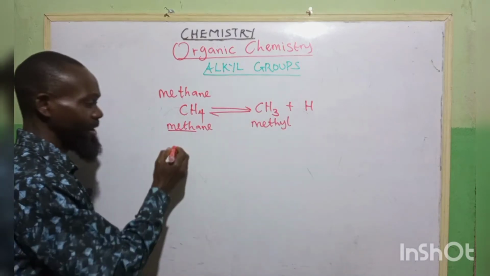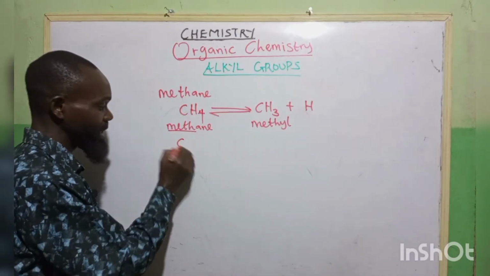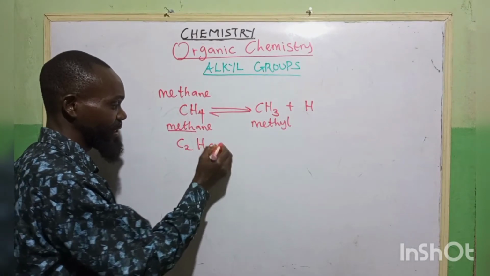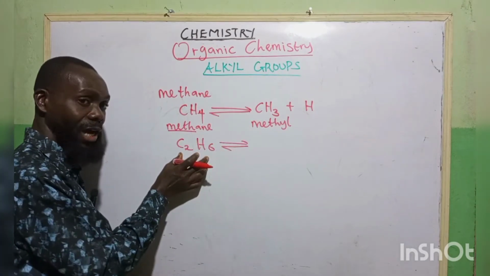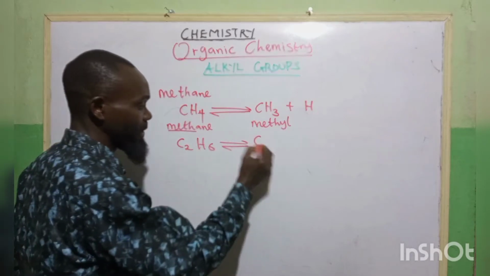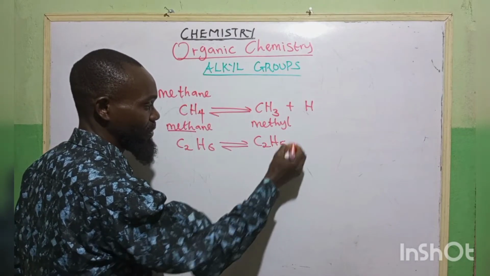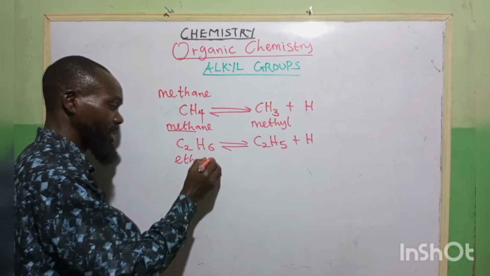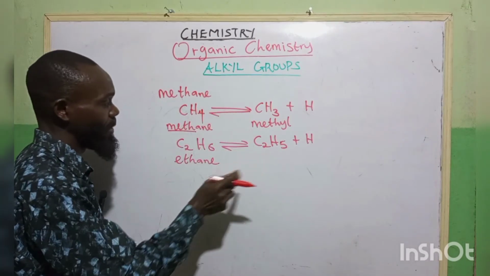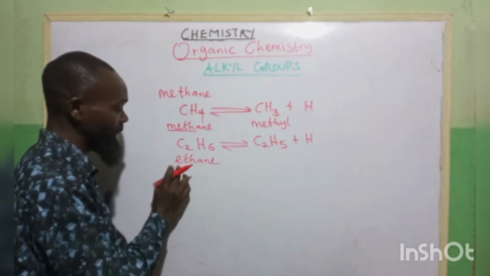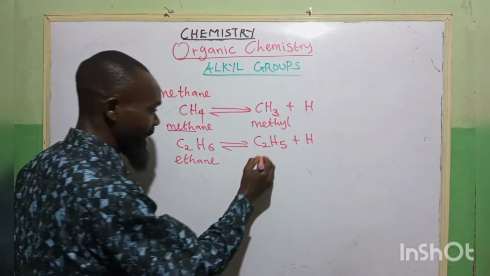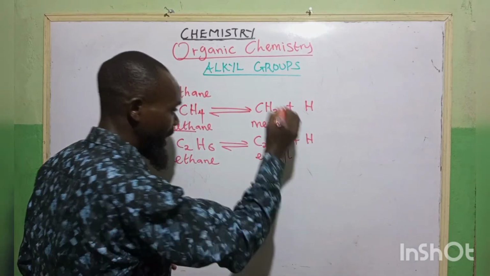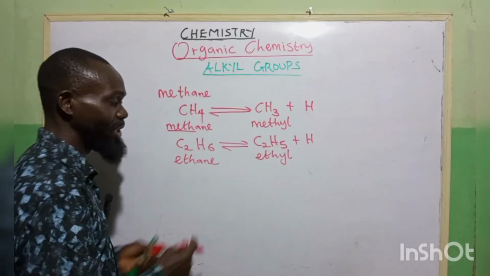The second member of the alkane group is C2H6, ethane. When it loses one hydrogen atom, it forms C2H5 plus H. So when it loses one hydrogen atom and we remove ALK and put ETH, we form what? Ethyl. Ethyl.